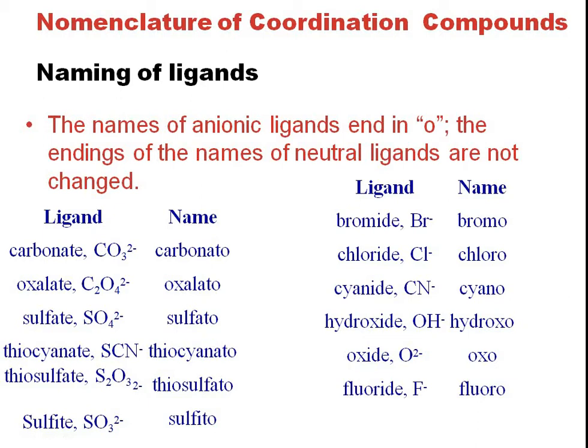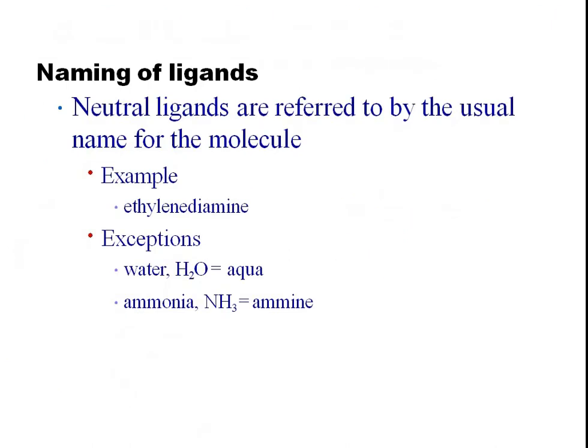All the anionic ligands, when named, end in O. Neutral ligands are named as such. We will not change the name of neutral ligands, for example, ethylene diamine. There are some exceptions, like water. Water is named as aqua. NH3 is named as amine.